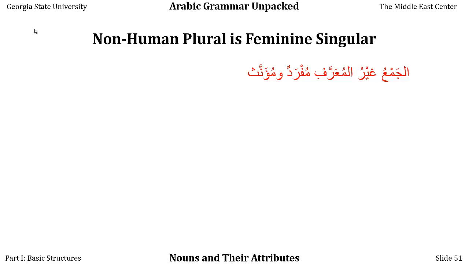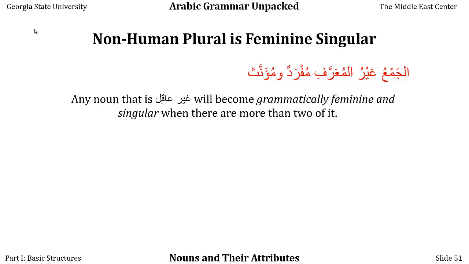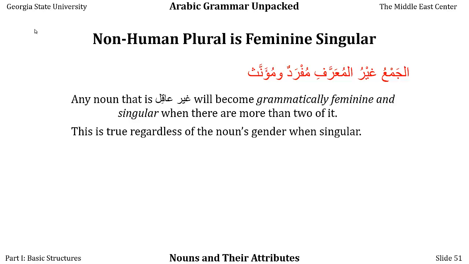Here it is in Arabic with all the fancy characters added. Al-jam' غير al-mu'arraf mufradun wa mu'annath. Plural that is not definite is singular and feminine, is literally what this reads. Any noun that is غير aqil, that is non-thinking, will become grammatically feminine and singular when there are more than two of it. And this is true regardless of the noun's gender when singular. Masculine singular nouns that represent non-thinking things become feminine singular when they're plural. Feminine singular nouns that represent non-thinking things become feminine singular when plural.